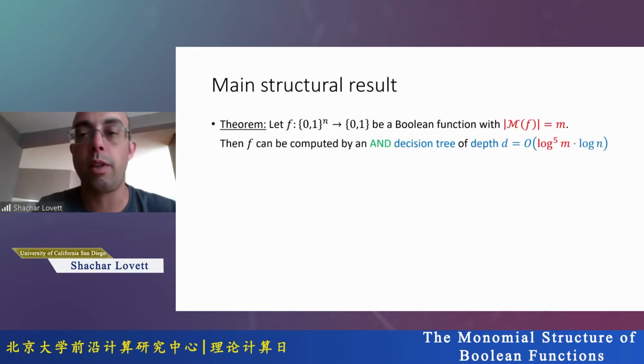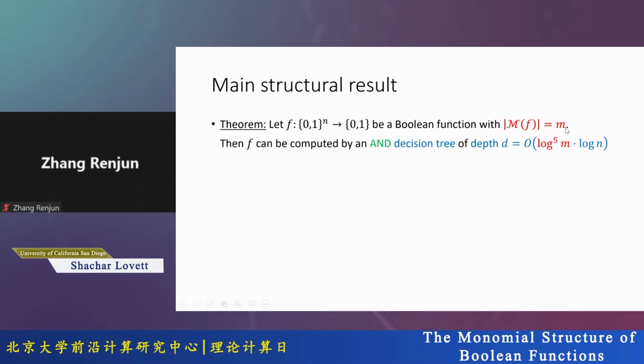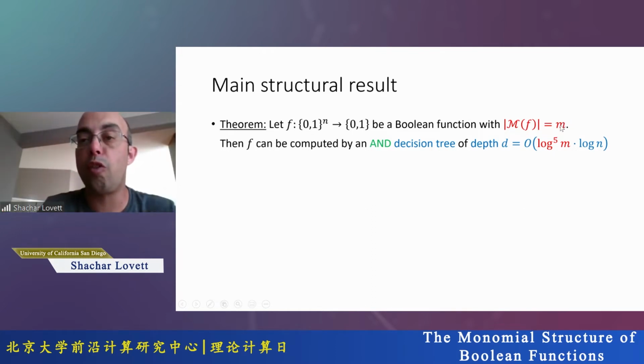So this is a technical theorem, so let's go through it together. Let f be an arbitrary Boolean function that has small m. So I'm going to use small m to denote the number of monomials of this function. Then what we're going to prove is that this function can be computed by an AND decision tree, by this model, whose depth is what? Well, it's not log m, which would correspond to what we saw in this decision tree example, but log m to the 5. So it's polylog m. And we're also going to get this extra log n term here that probably shouldn't be here, but we can get rid of it.